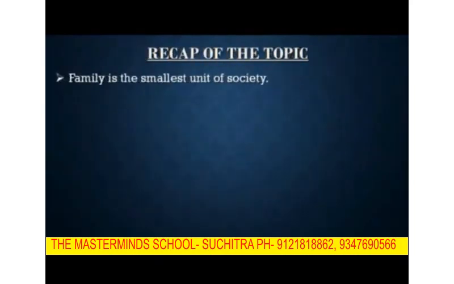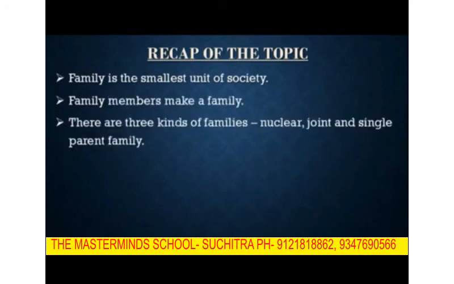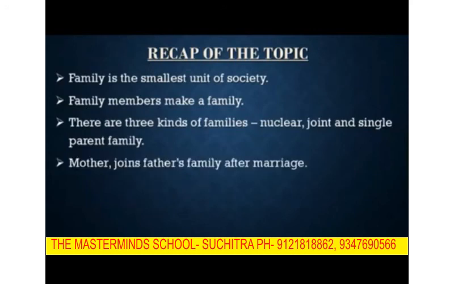Now that we have learned about the family, so let me quickly do a recap of this topic. Family is the smallest unit of society. Family members make a family. There are three kinds of families: nuclear family, joint family, and single parent family. Mother joins father's family after marriage. The childhood of your parents and the movement of the family due to transfer.